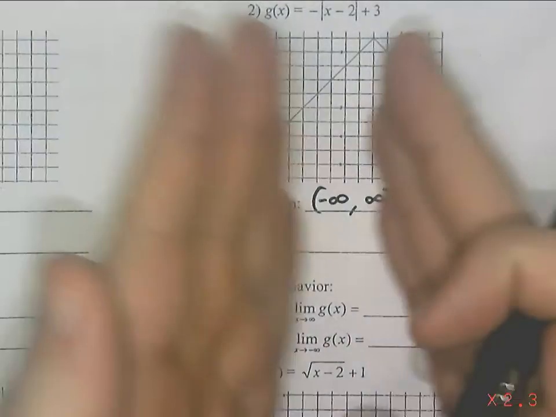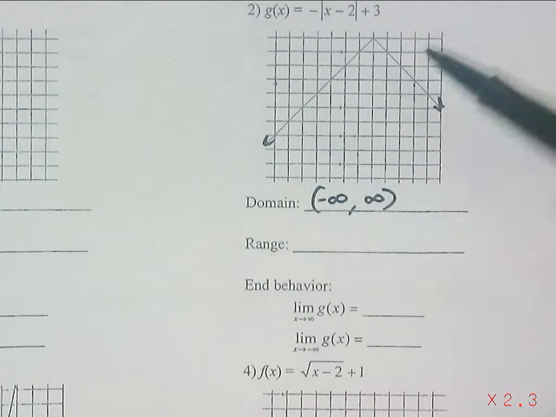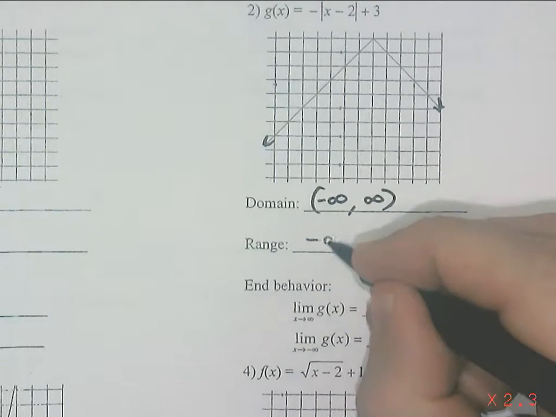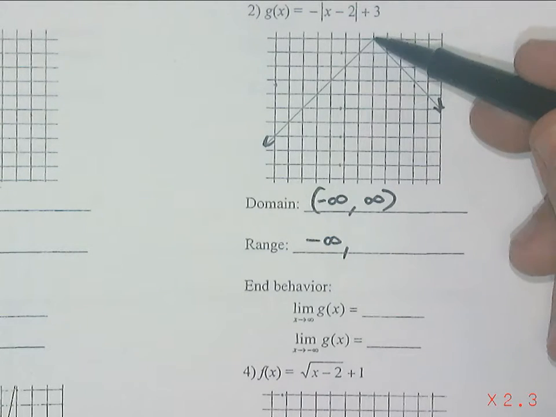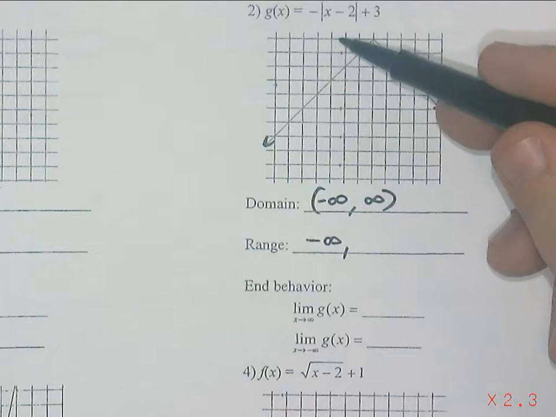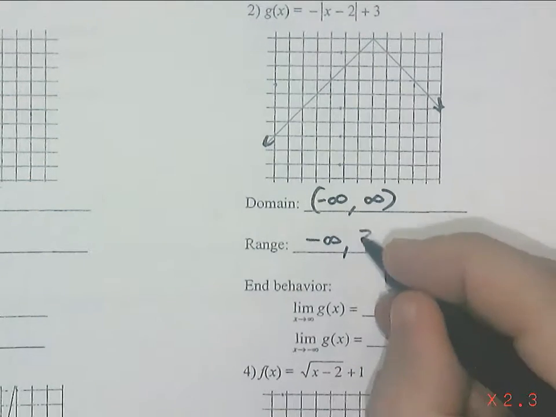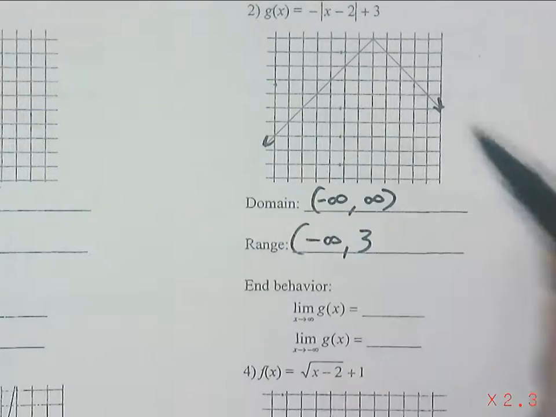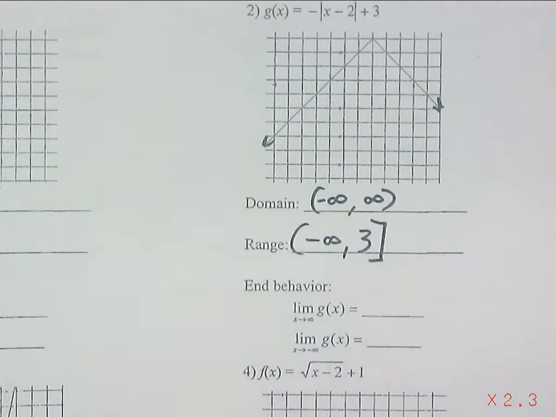Range, same idea, but we're looking at the y values. So we're looking at what's the least y value. Well, if it keeps going down, it would be negative infinity on the y-axis, right? But it looks like our y values cap out right here at 3. So positive 3 on the y-axis. So infinity would have a parenthesis, but it caps out at 3, so that would technically have a square bracket.